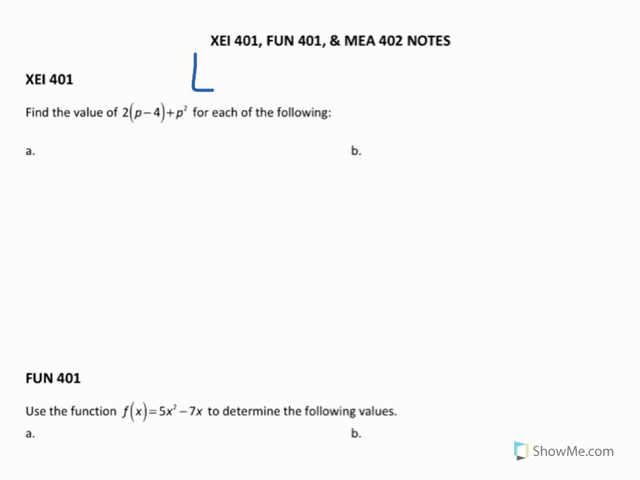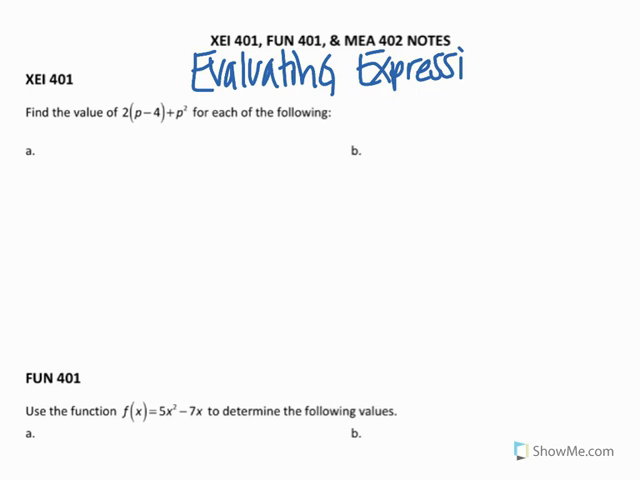In the next topic, we're going to learn 3 different ways of evaluating expressions. What I mean by that is that we're going to be substituting numbers for variables and coming to a numeric answer. So let's first take this first example. Find the value of 2 times the quantity p minus 4 plus p squared for each of the following. Let's evaluate it first at a positive number, so when p equals 5.